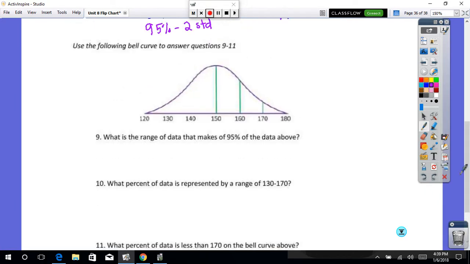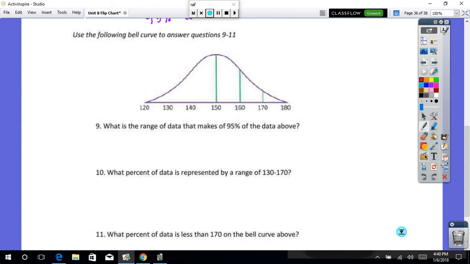Okay, and we'll finish this bell curve. And then you can finish the rest of the problems, and then I will go over those as well. Okay, what range makes up 95% of the data? Let's go ahead and refinish filling in these little values right here. These little dots. Remember, this is 68. The next step is 95. And then the 99.7 is the next step.